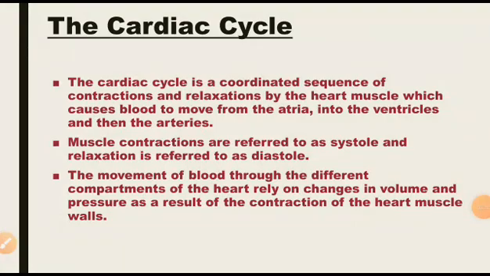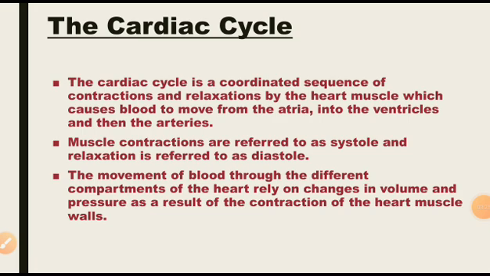Now let's come to the cardiac cycle. What is a cardiac cycle? The cardiac cycle is a coordinated sequence of contractions, that is systole, and relaxations, that is diastole, by the heart muscles, which causes the blood to move from the atria into the ventricles and then the arteries. Muscle contractions are referred to as systole and relaxations are referred to as diastole.